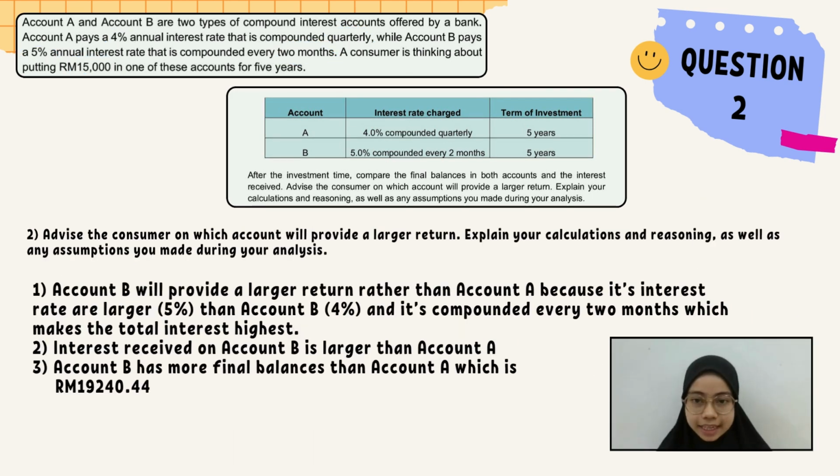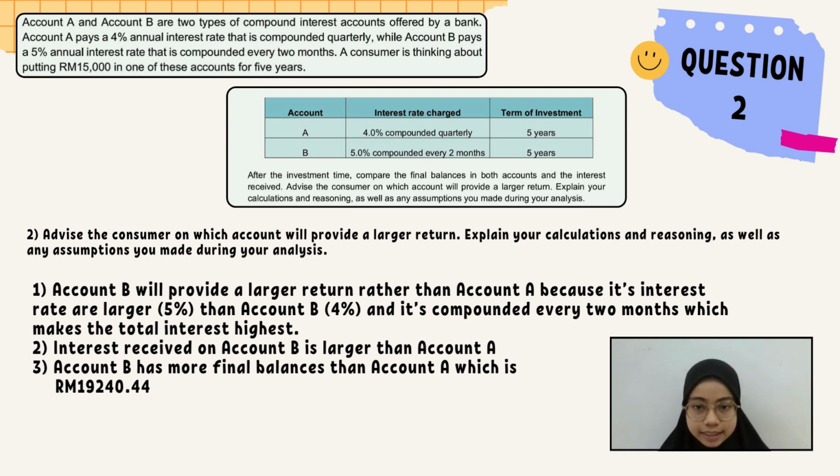Next, for question 2, advise the consumer on which account will provide a larger return. Explain your calculations and reasoning, as well as any assumptions you made during your analysis. In my opinion, account B will provide a larger return than account A because its interest rate is larger, which is 5%, compared with account A, which is 4%, and it's compounded every 2 months, which makes the total interest higher.